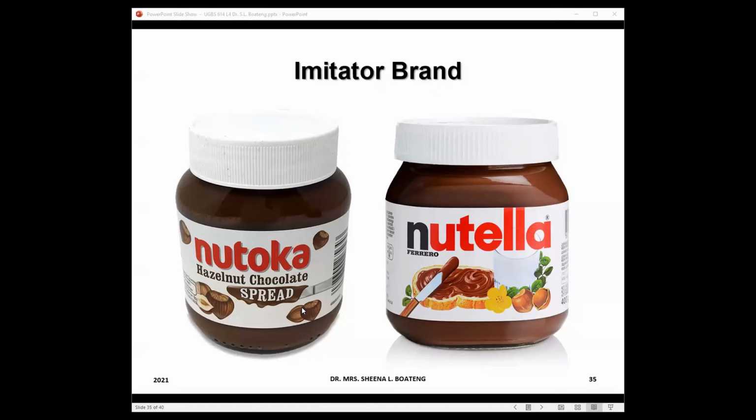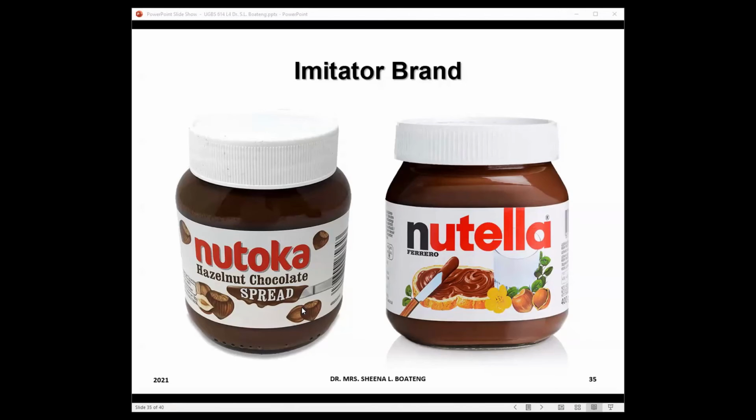Entry 14 says imitator. Example, Aviat imitating Avant for baby products. Really? Wow, I haven't seen that one yet, but I don't doubt that it's out there. So very good example, 14.